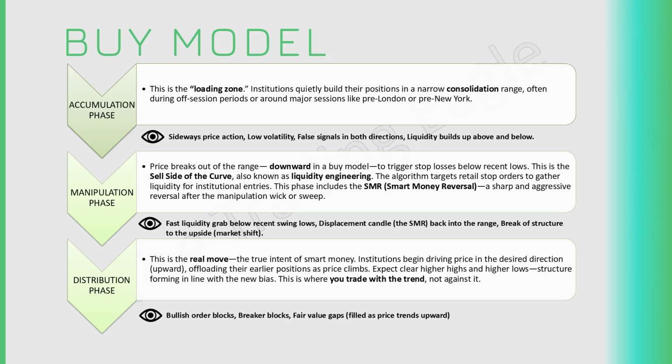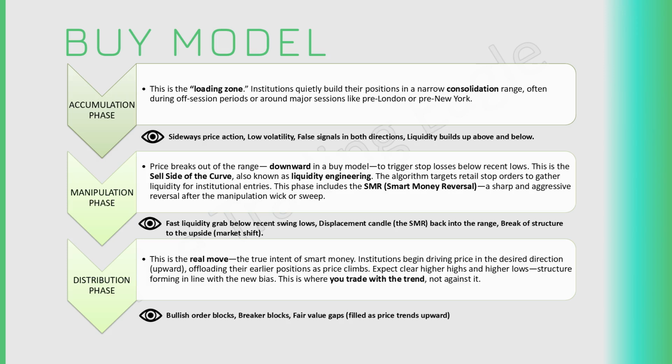So what are the things you look out for in an accumulation phase? You look out for sideways price action. You look out for low volatility, where the market is not really moving. And then look out for false signals in both directions. When you see price generating a CISD and a BOS, and then they both fail, it traps buyers and traps sellers. That is the loading zone. It's trapping many others.